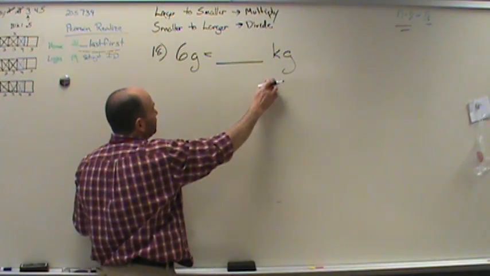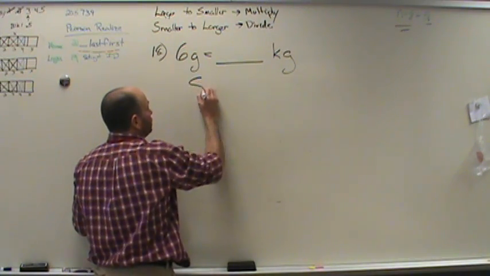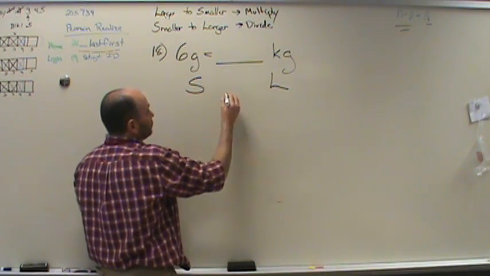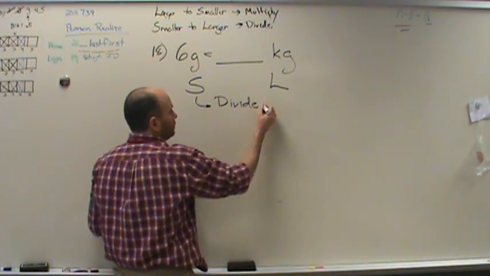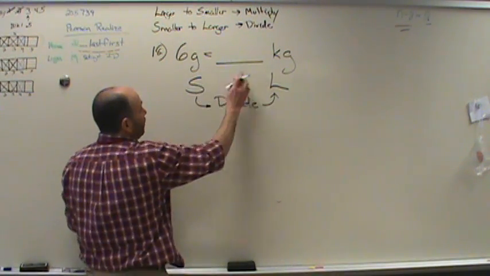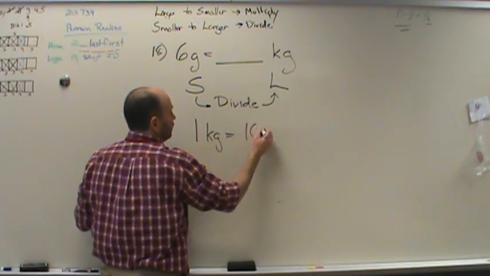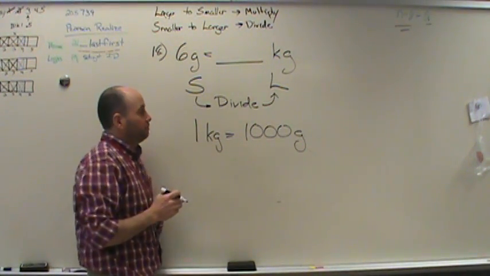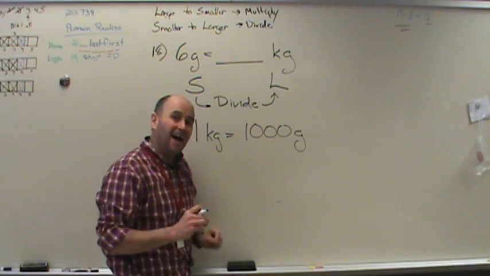We are going from grams to kilograms, so we are actually going from smaller to larger. Smaller to larger. When we go from smaller to larger, we divide. Smaller to larger means division. Now, we have 6 grams. We know that 1 kilogram equals 1,000 grams. So that means that we're going to take 6 and we are going to divide it by 1,000.